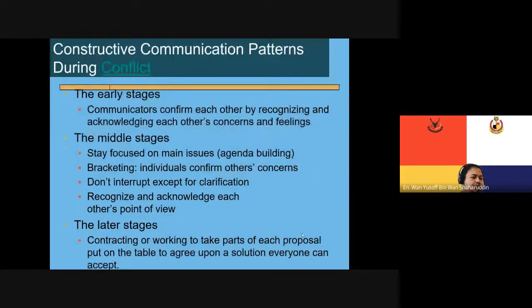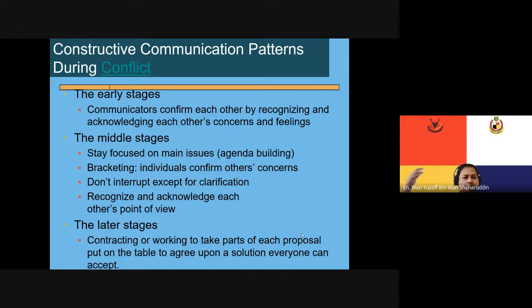But then how would you deal with conflict? How do you communicate in dealing with conflict? So there will be constructive communication patterns during conflict. In the early stage, communicators confirm each other by recognizing and acknowledging each other's concern and feeling.